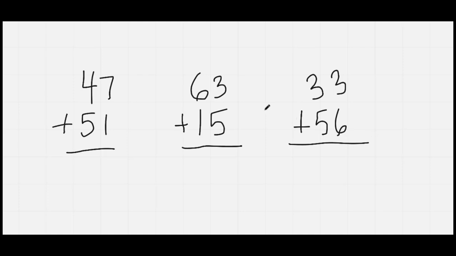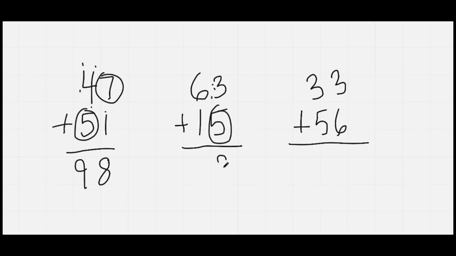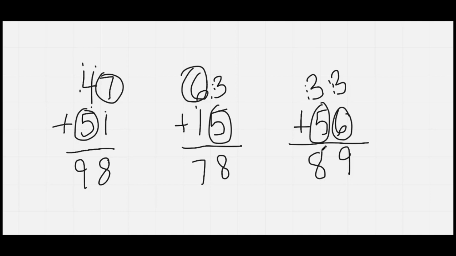Nice job. I'm going to go ahead and add these so you can check your answers. Here, I'm going to circle the 7, 7, 8. Here, I'm going to circle the 5, 5, 6, 7, 8, 9. Here, I'm going to circle my 5, 5, 6, 7, 8. Here, I'm going to circle my 6, 6, 7. Here I'm going to circle my 6, 6, 7, 8, 9. Here I'm going to circle my 5, 5, 6, 7, 8. Go ahead and check your answers.